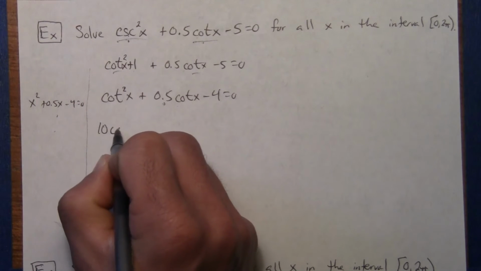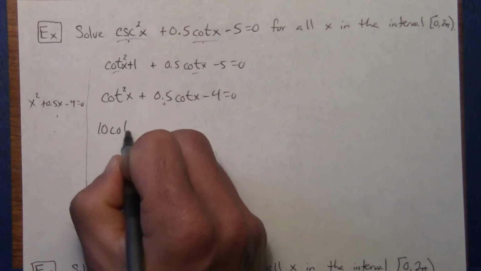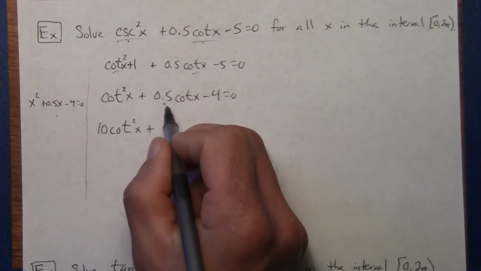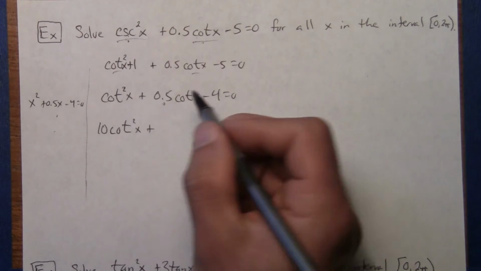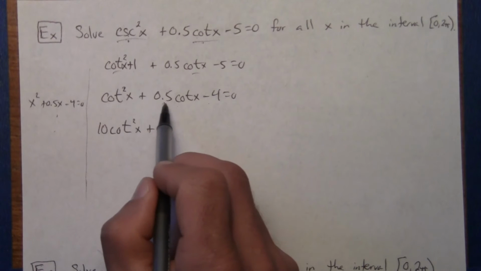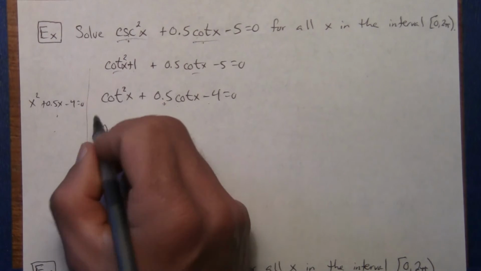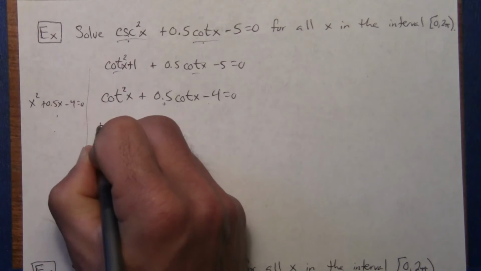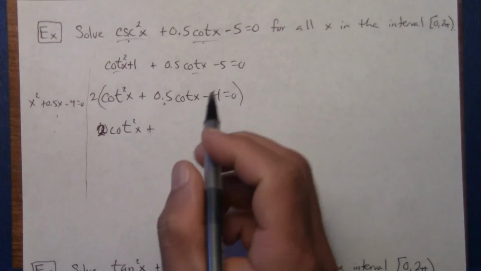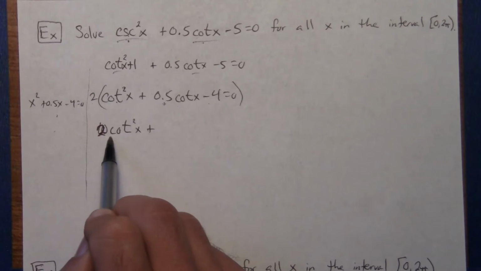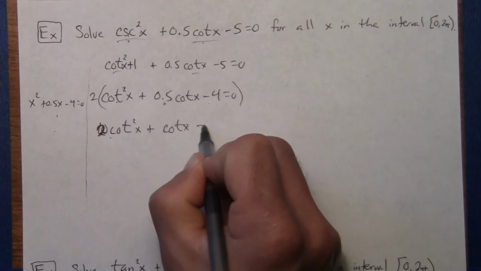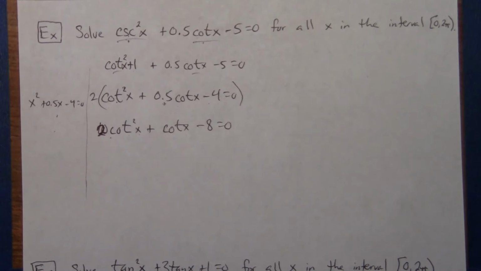So I could say this is 10 cotangent squared x plus, multiplying that by 10, is going to end up giving me 5. Of course, if I was smarter and thought about this, it'd actually probably be a better idea to just multiply by 2. That's actually the denominator, so I'm going to do that instead. So multiply everything by 2. Yes, if you multiply by 10 it'll work, but it's not necessary. Multiply by 2 gives me 2 cotangent squared x plus 1 cotangent x minus 8 equals 0.